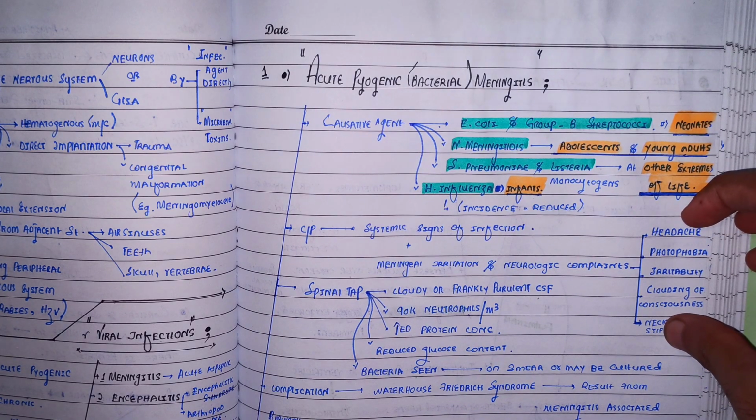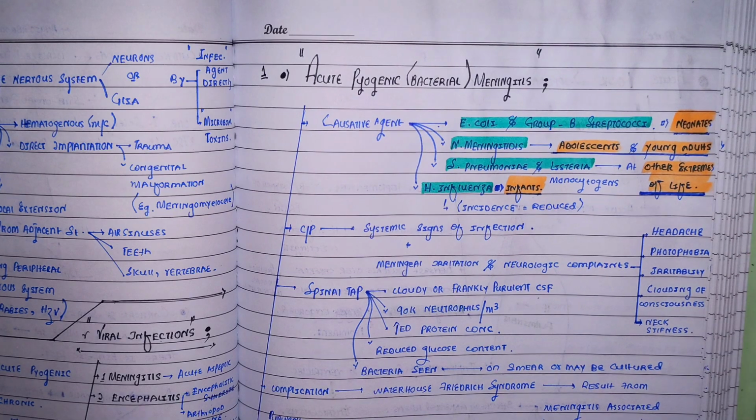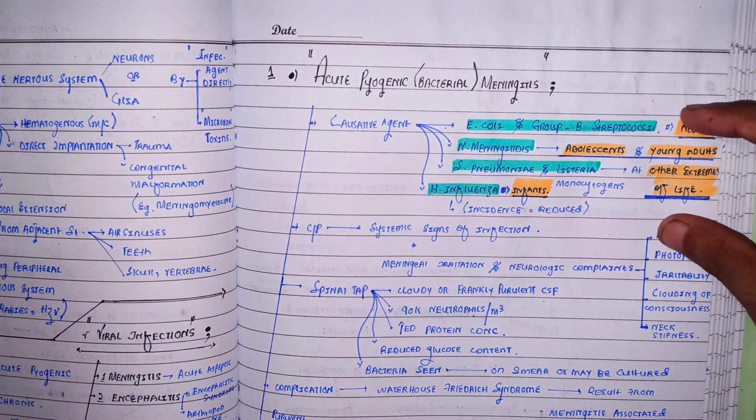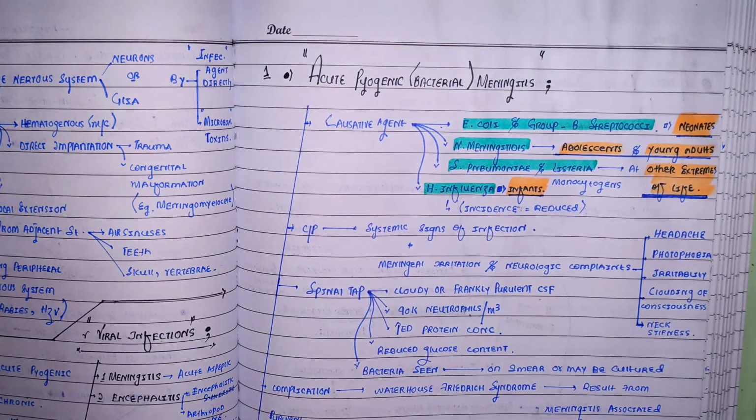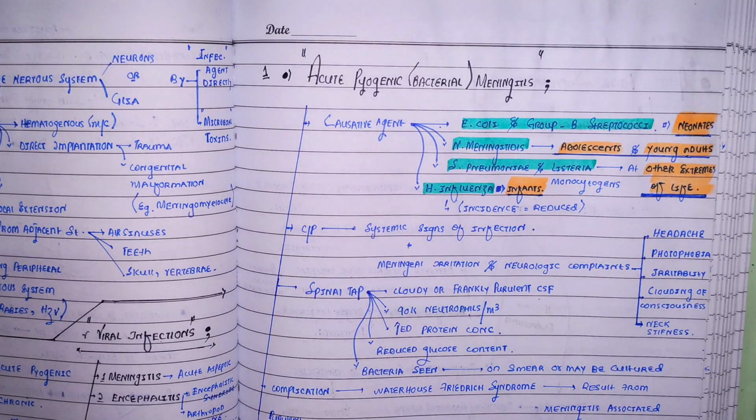I hope you are clear with this, and I don't think it is difficult to write. These are very precise notes. You can just keep this in your mind. You are done with the causative agents. You keep this in your mind. You are clear with the clinical presentation of the patient, okay?